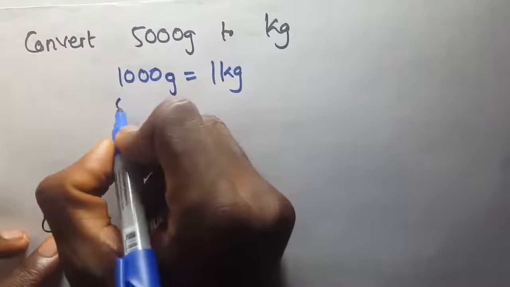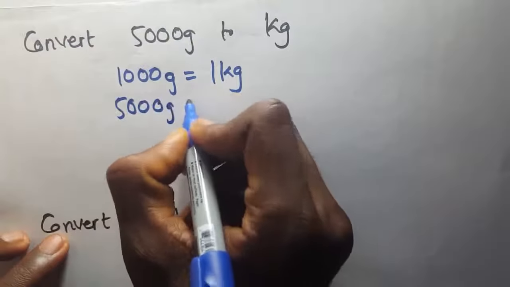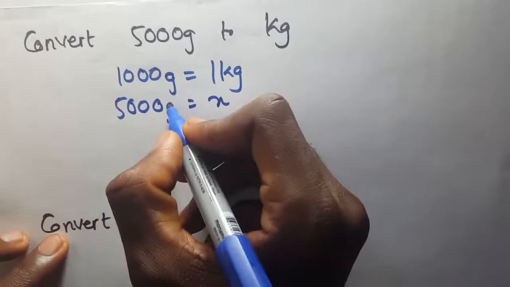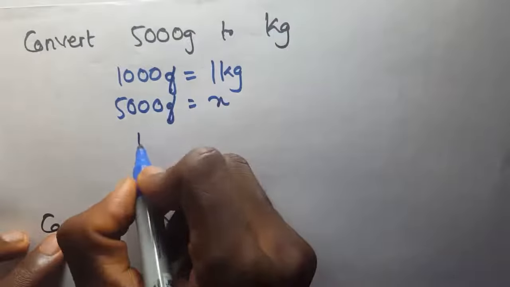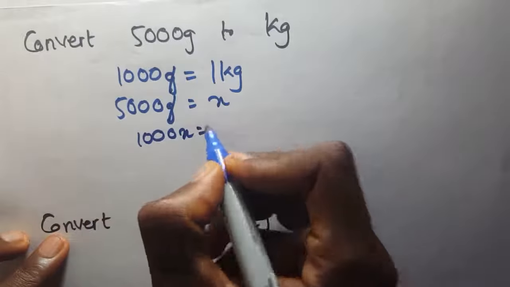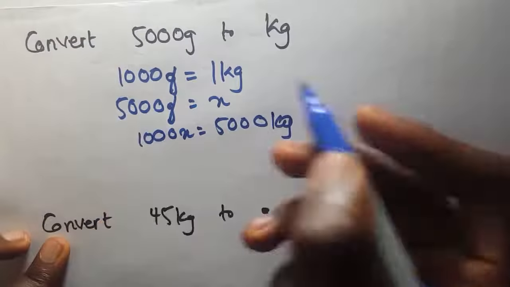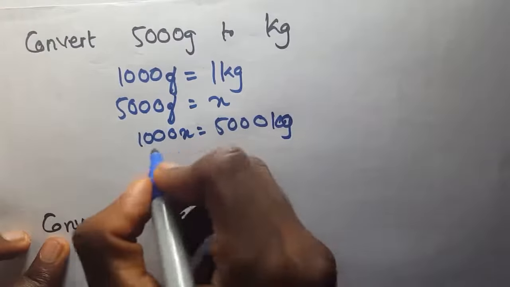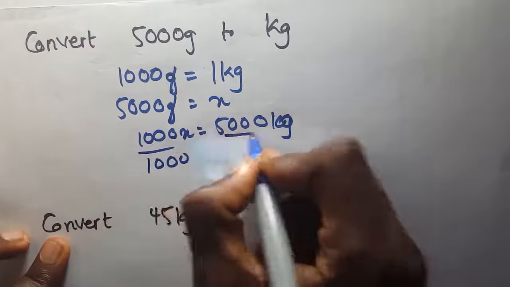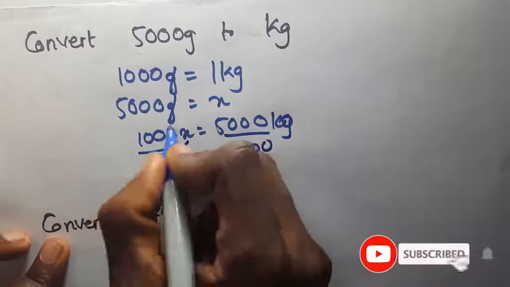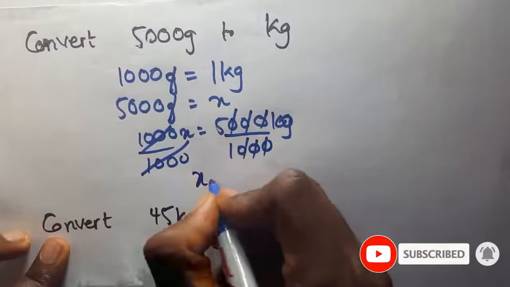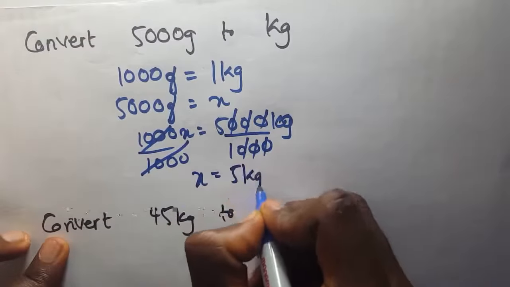So we have 5000 grams to what we don't know, represented with x. g cancels g. 1000x equals 5000 kilograms, because 5000 times 1 kilogram gives you 5000 kilograms over 1000 over 1000. The 3 zeros cancel the 3 zeros. 5 over 1 is 5, so 5 kilograms.